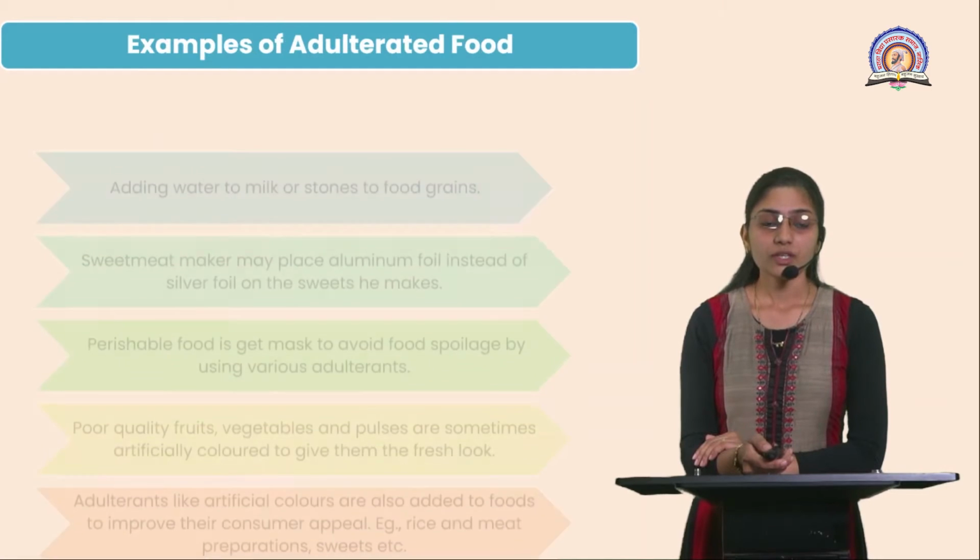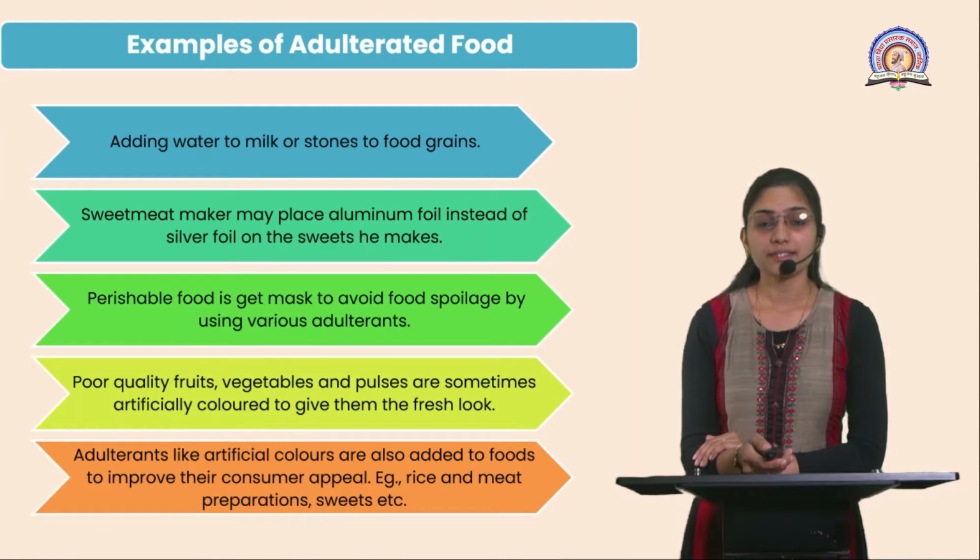Now you can see there are different examples of adulterated foods. Different foods present in the market get adulterated. The first example is the adding of water to milk or stone to food grain. You know that in milk, water is present. It means water is the adulterant. Because of the presence of water in milk, that milk gets adulterated. The first example of adulterated food in the market is milk.